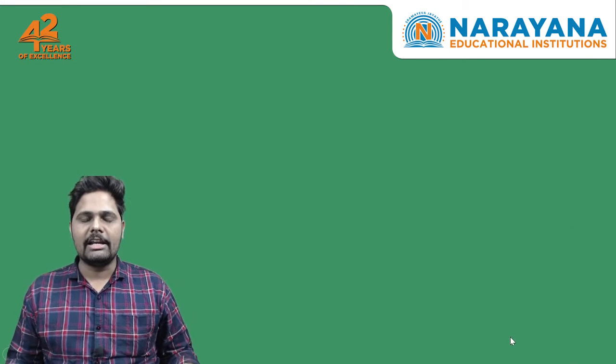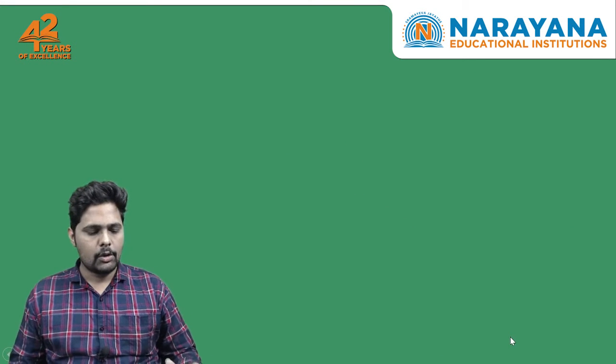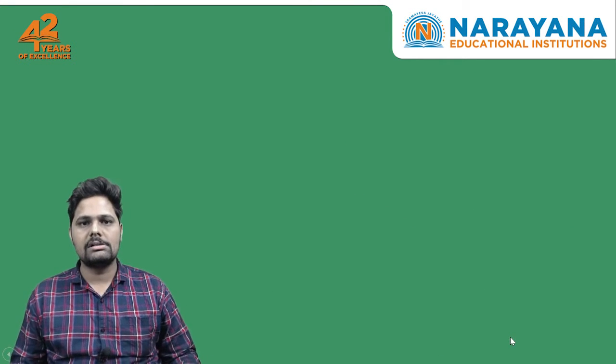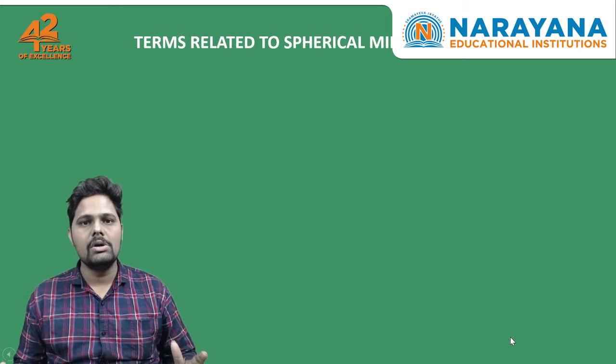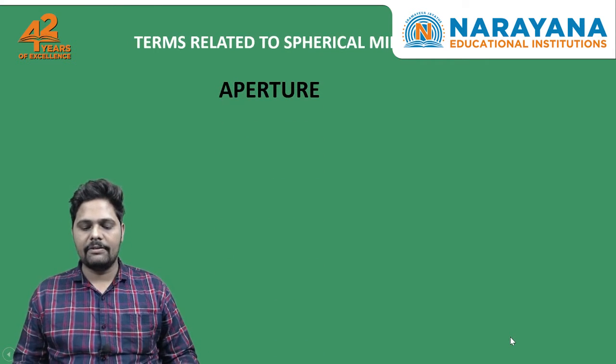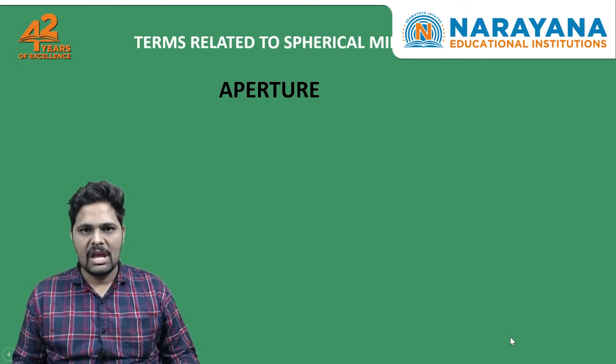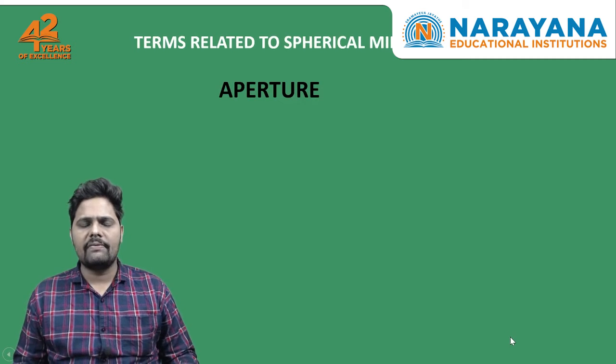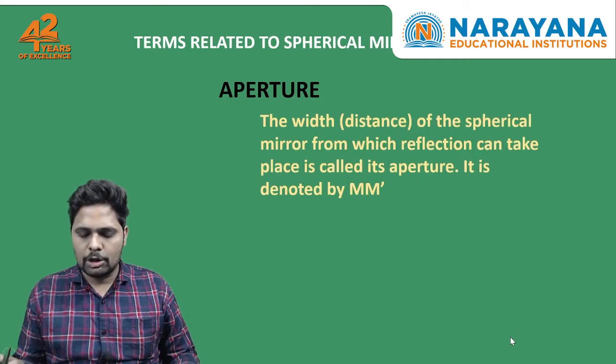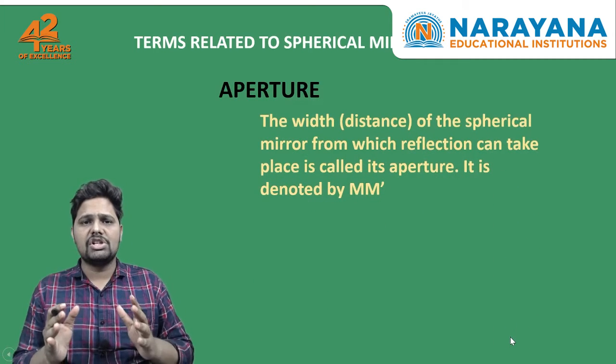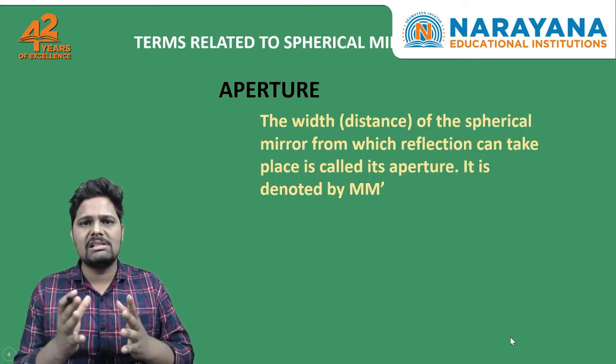Hello children, in continuation with yesterday's topic, today we are going to discuss some terminologies related to spherical mirrors. In that, the first terminology is aperture. So let us see what this aperture of a spherical mirror is. The width of the spherical mirror from which the reflection takes place is called an aperture.